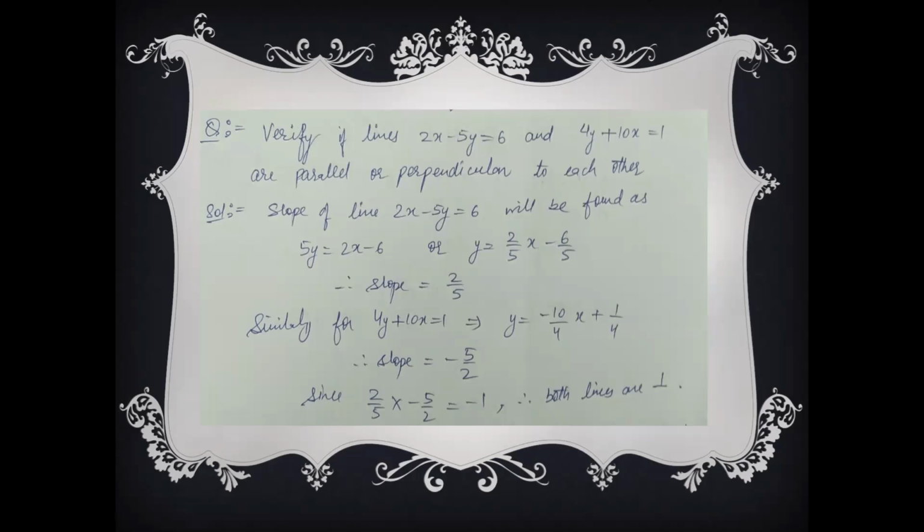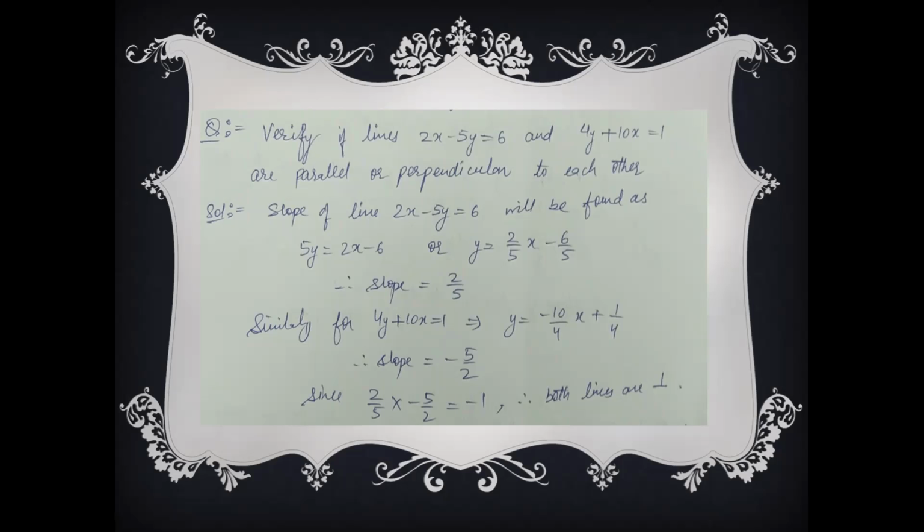Going to the next question, two line equations are given and we need to check whether they are parallel or perpendicular to each other. To check that, we need to find their slopes. If the slopes are equal, the lines are parallel. If the multiplication of their slopes is equal to -1, the lines are perpendicular.